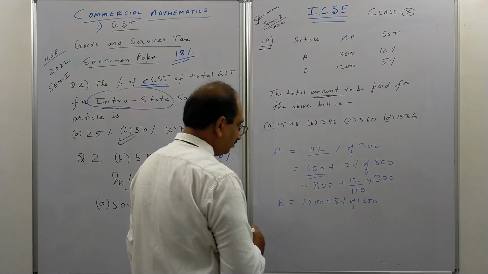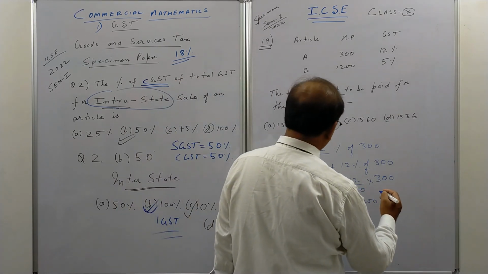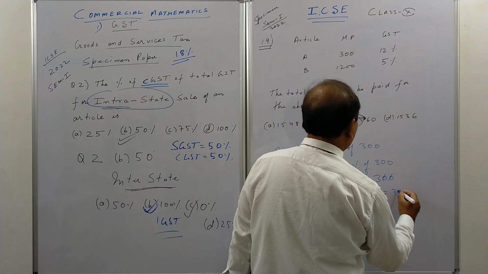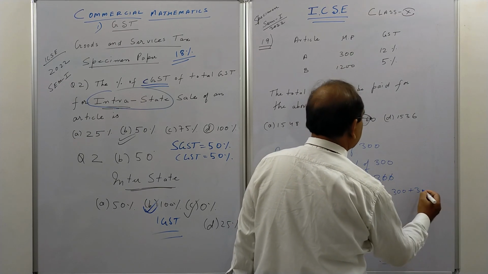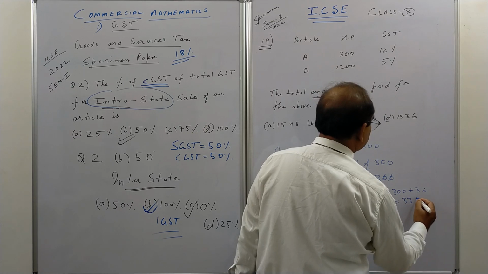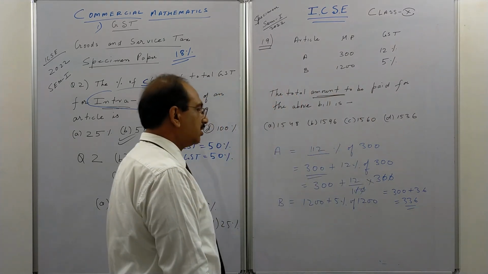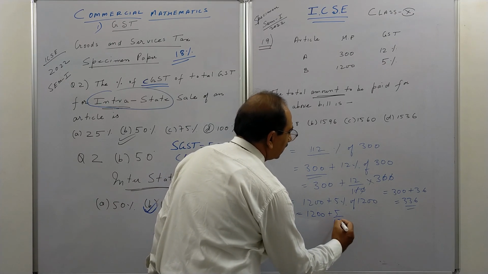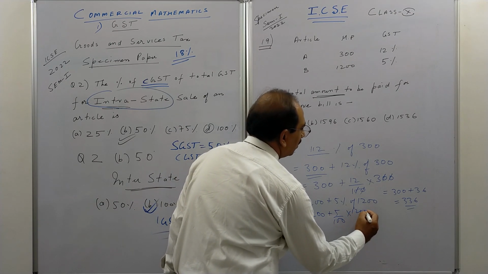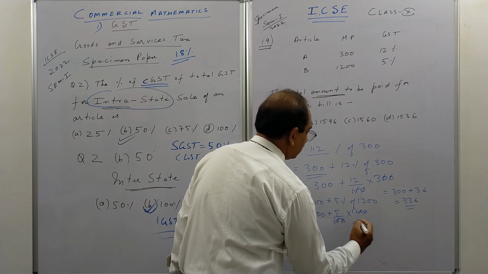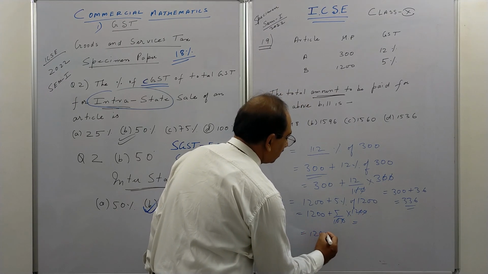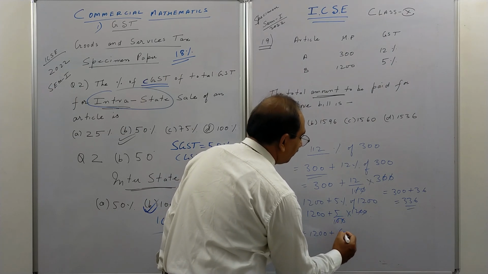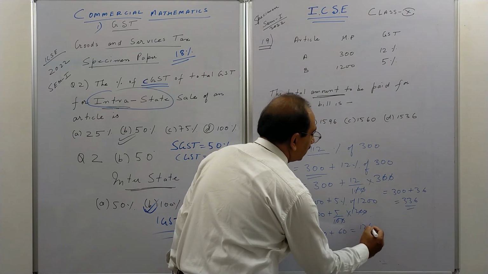So here if you see, we get 300 plus 36. 12 3s are 36. So this is 336, and this is 1200 plus, percentage goes 100 comes. So here we get 1200 plus 12 5s are 60, 1260.